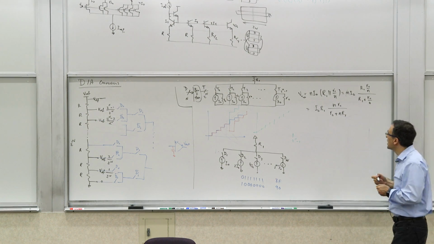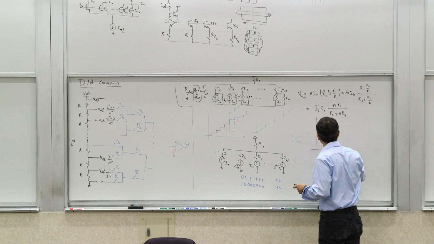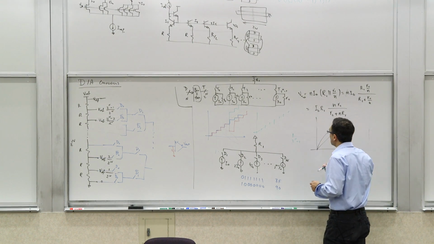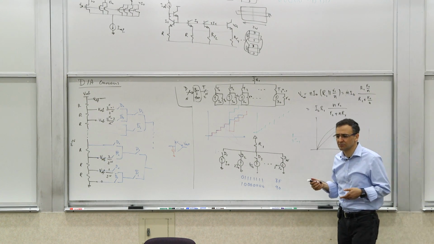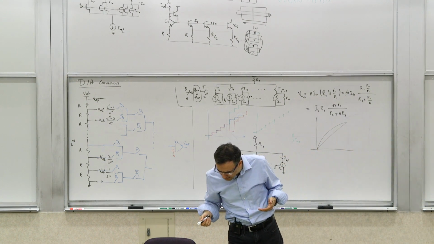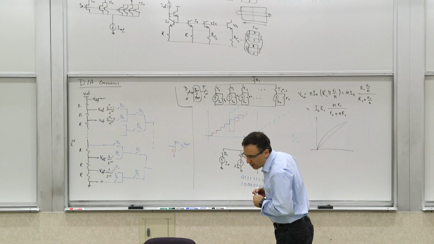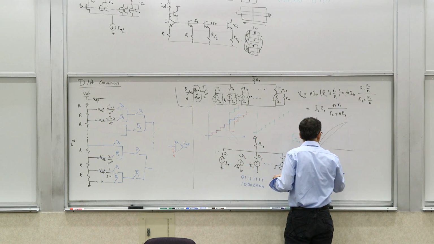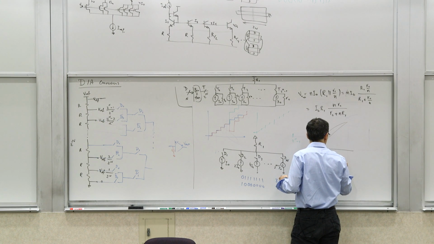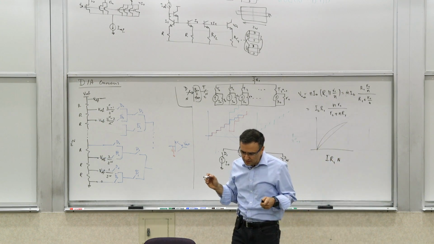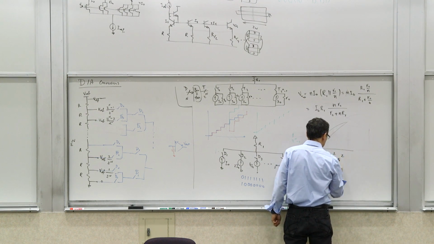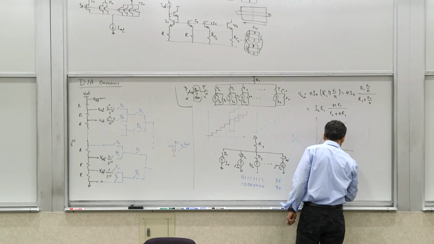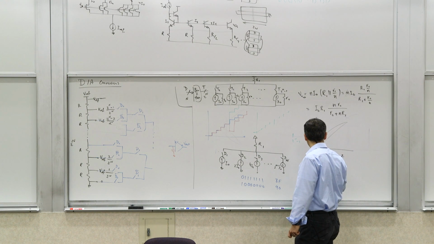So this does produce an INL. This gives you something that doesn't look like a straight line, and you can calculate what that INL is. I think the maximum amount of that INL is i0 R1 N total squared over 4R0. So this is INL max.